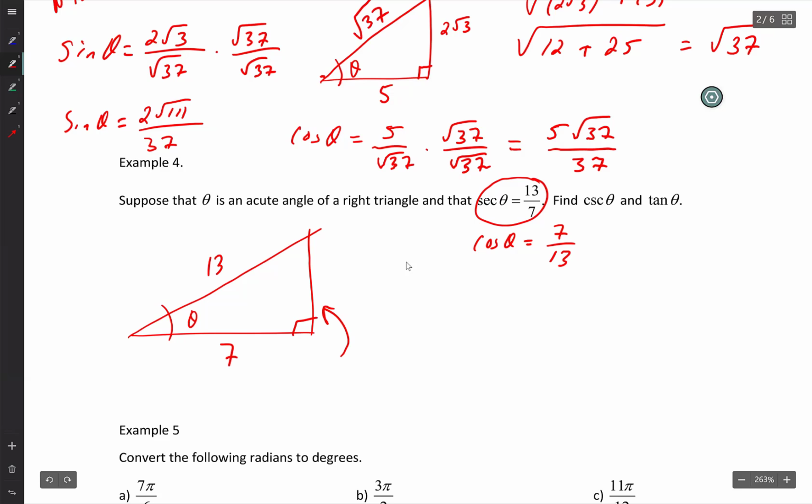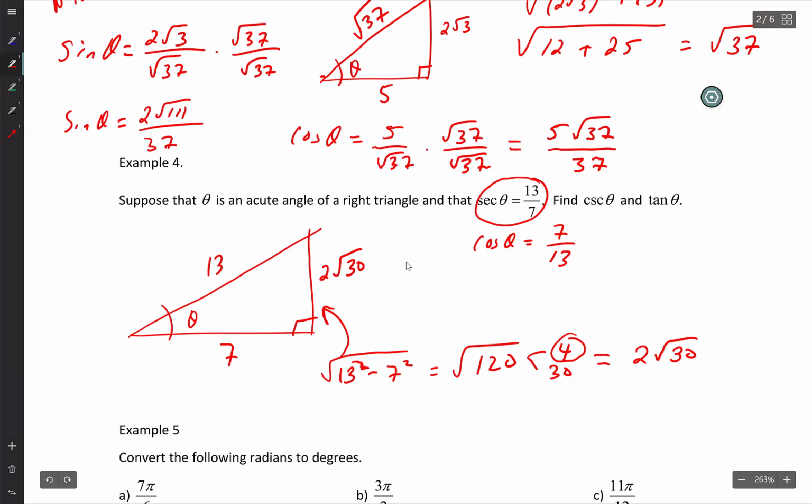So to figure out this leg, you're going to have to do square root of 13 squared minus 7 squared. And we get square root of 120. 120 breaks down to 4 times 30, and the square root of 4 is 2. So 2 square root of 30. All right, let's do the tangent one first. Tangent is opposite over adjacent. 2 square root of 30 over 7.